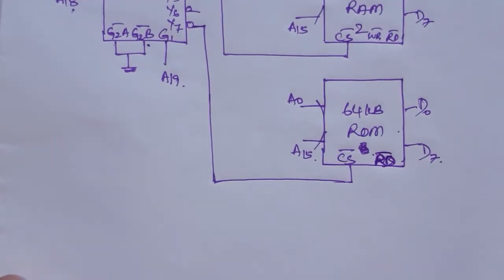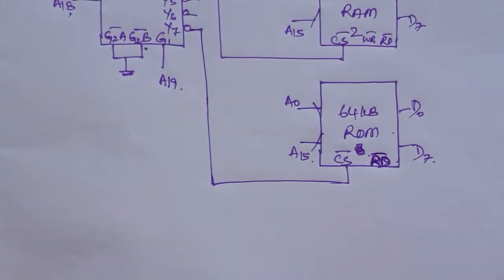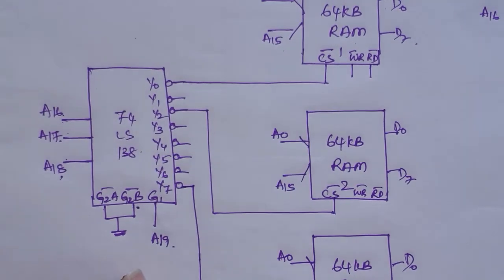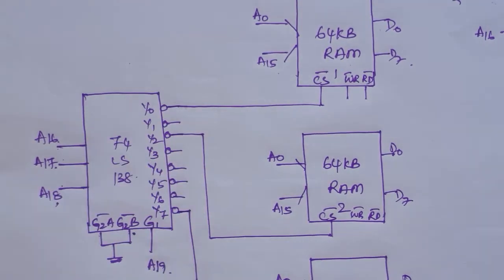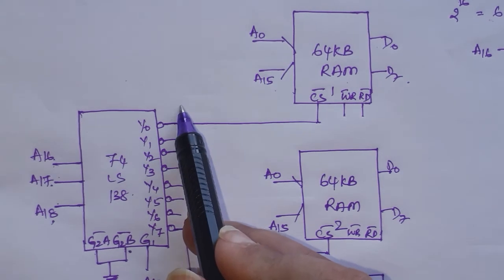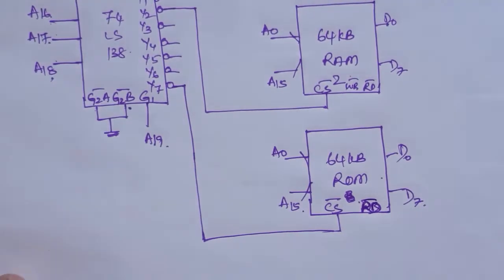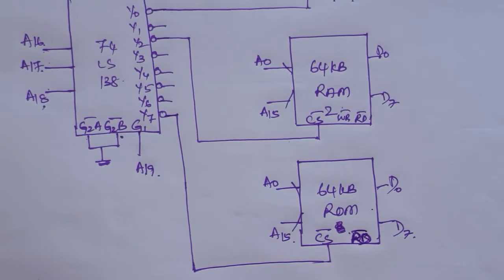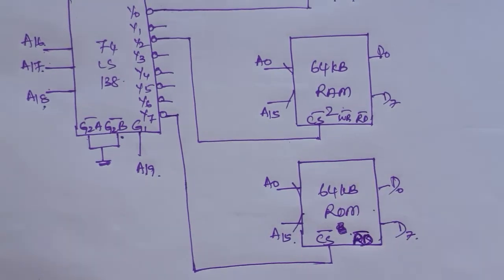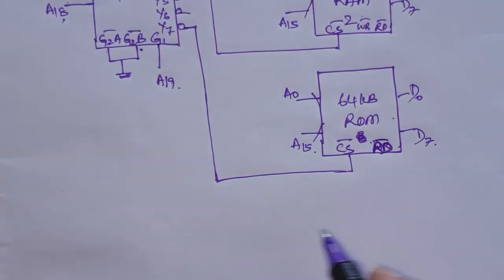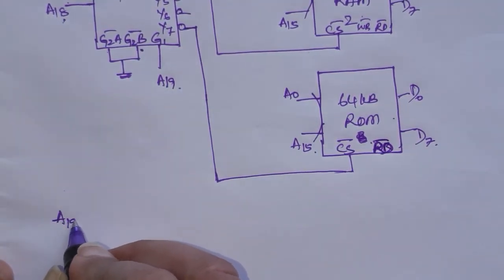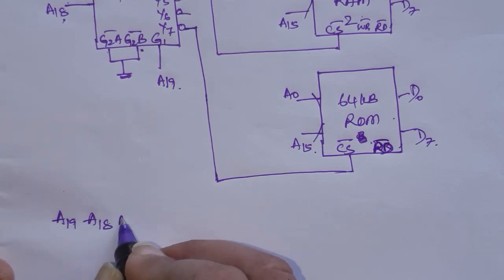Okay, so this is how we connect. So it became so simple. If this decoder is not used, we must have used one NAND decoder for this one, another NAND decoder for this one, and separately we need to use NAND decoders for each one of these RAM memory chips. Okay, now we'll see what the address range is.